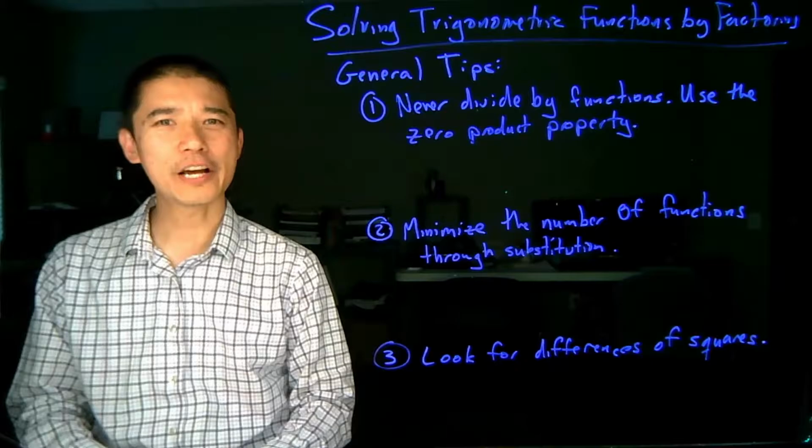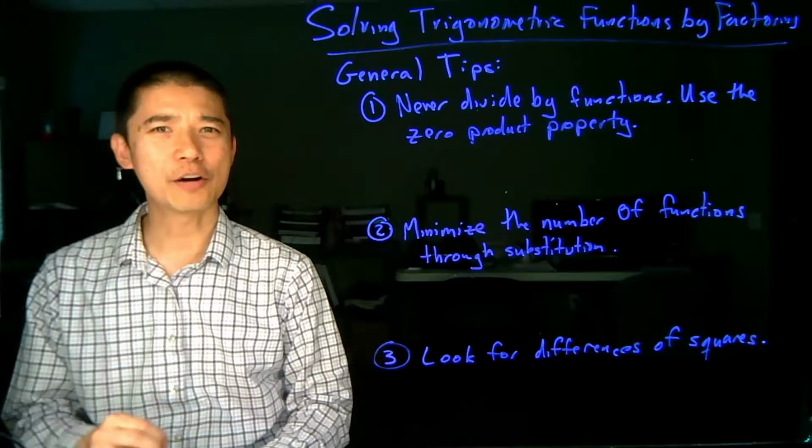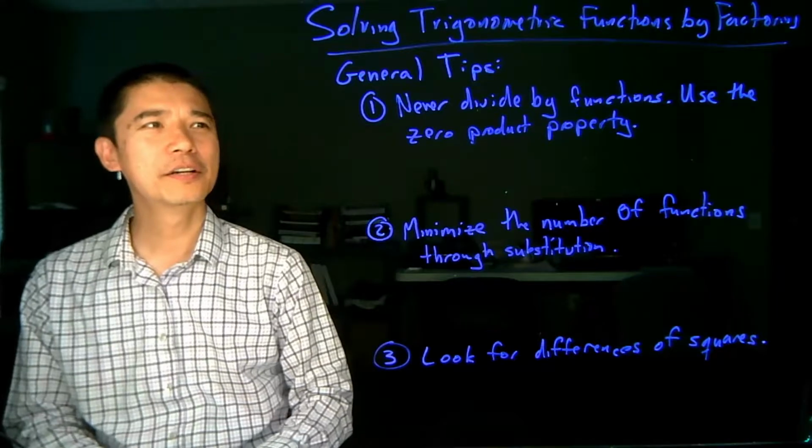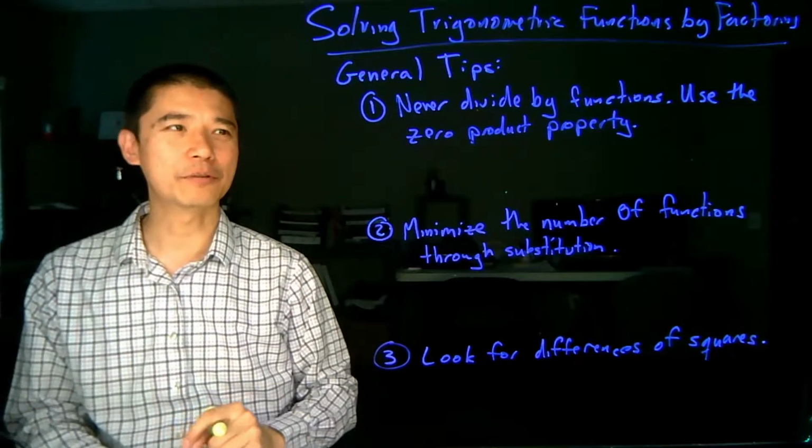We're going to be solving a lot of trigonometric equations, and some of them will get a little complicated. So here are some tricks to help you move forward when you start to get stuck. First of all, never divide by functions. Always use the zero product property. What do we mean by this?